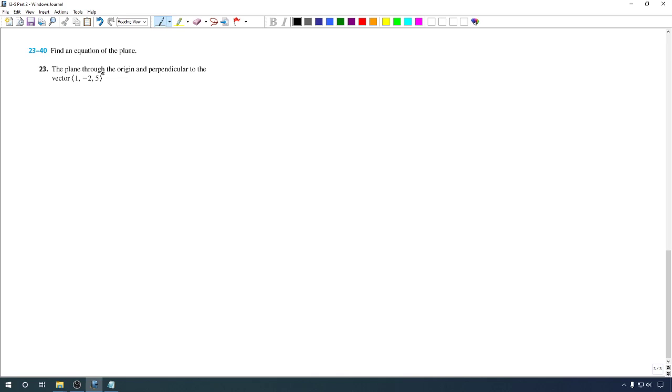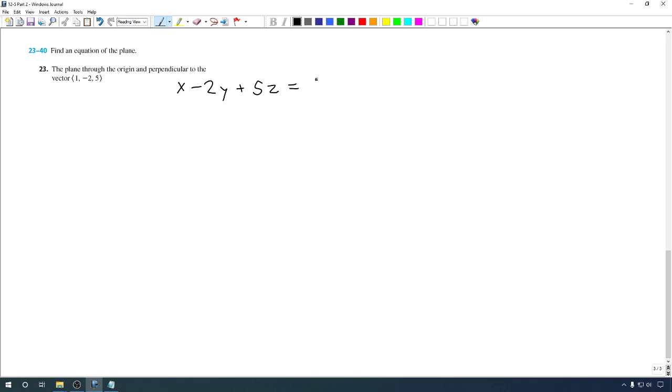So here we have a point. The point is a little bit hard to see, but it's just going to be the origin. And it's going to be perpendicular to this vector. In other words, this vector is normal to the plane. So this is our ABC. All we need to do is use that in our equation. A is 1, so we have 1 times x, then plus b times y, but b is negative 2, so we have a negative 2y, and then plus c times z, so that's plus 5 times z.